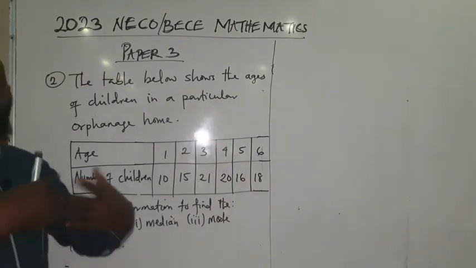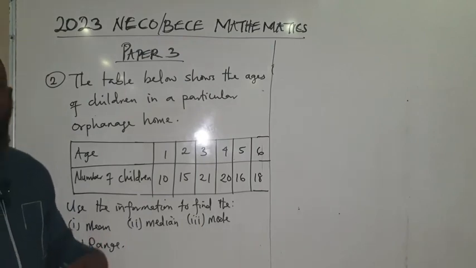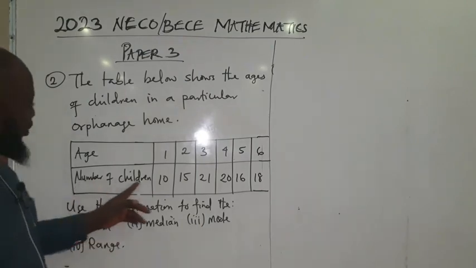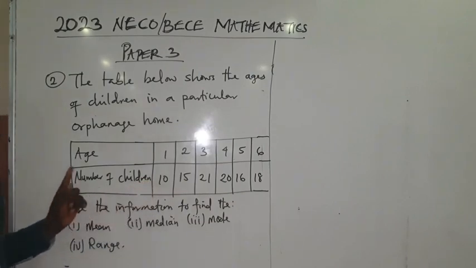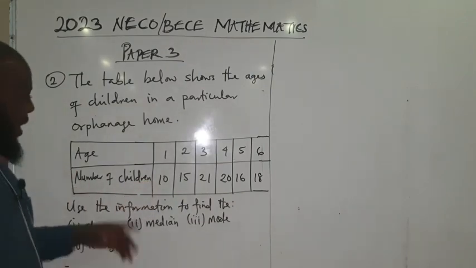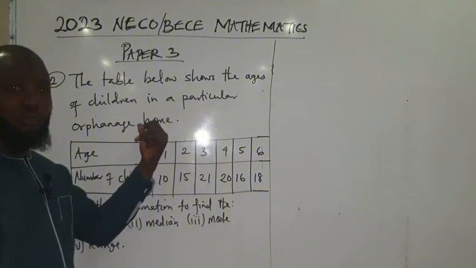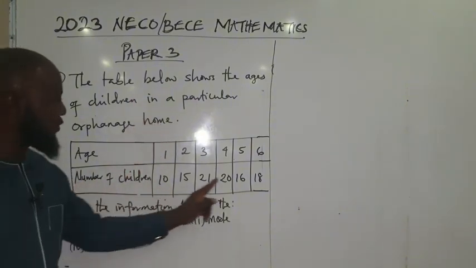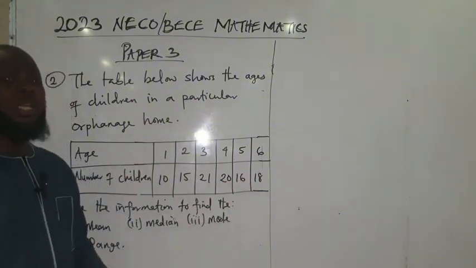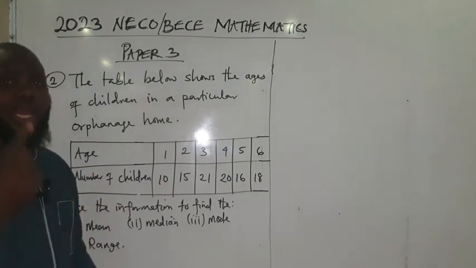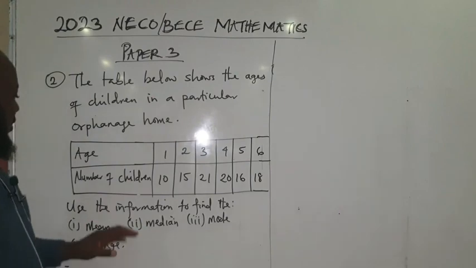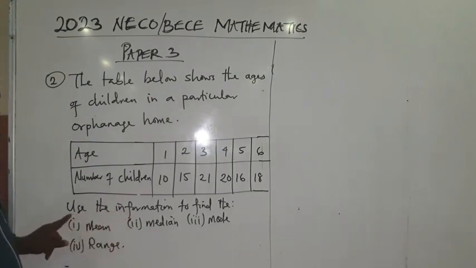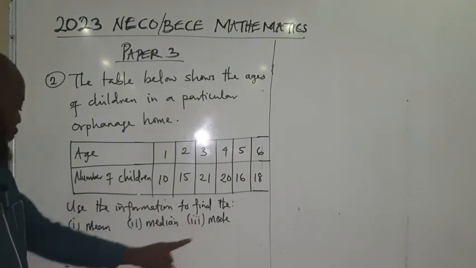So which means if you want to know how many children are in this orphanage home, we add the number of children together. You know, I said sometimes they will not put number of children, they will just put frequency. So you just add the frequencies together. The frequency is telling us the number of times something happened or occurs. I hope I'm making sense. So the question says we have to use the information to find the mean, median, mode, and the range.